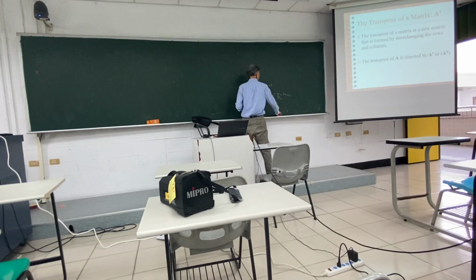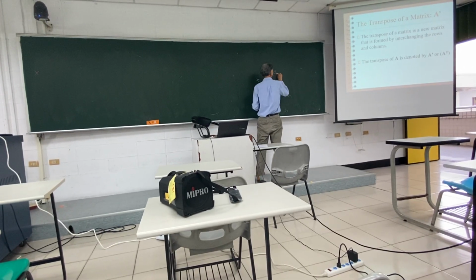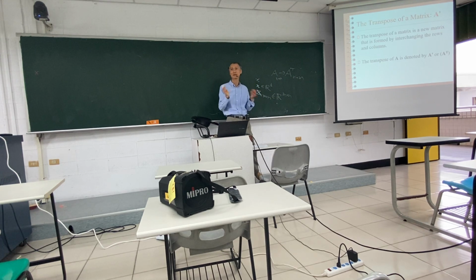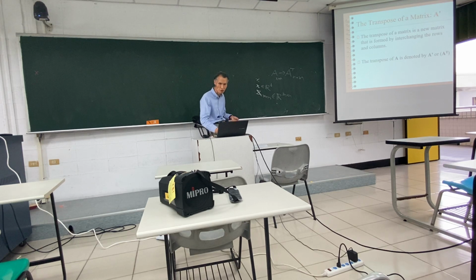Usually we use this notation A, then we transpose. If the size is n by n, after transpose it becomes n by n. That's it. Just interchange the number of rows and the number of columns. The code for transpose.